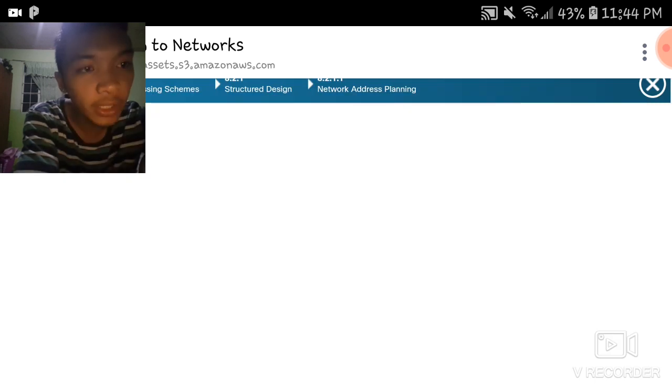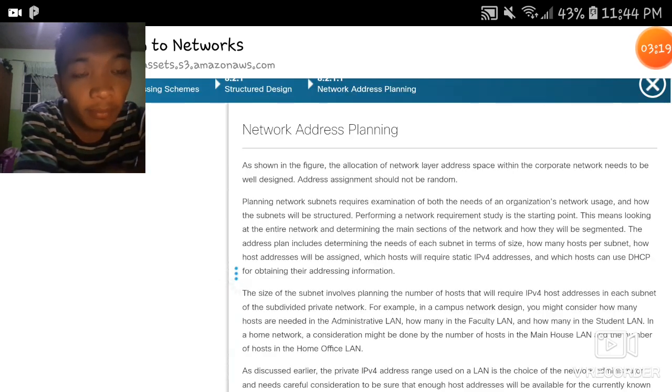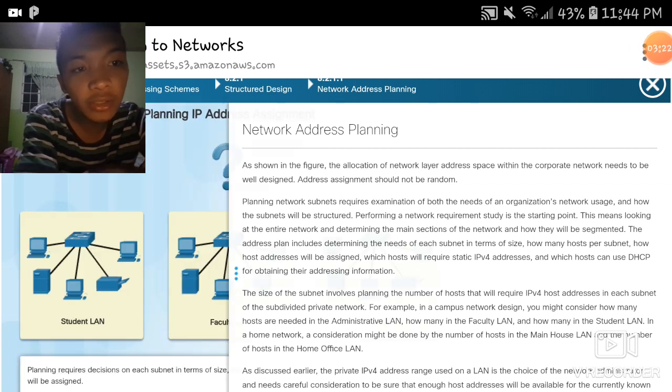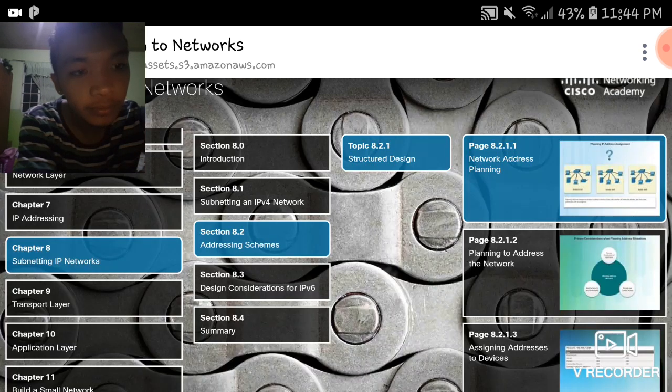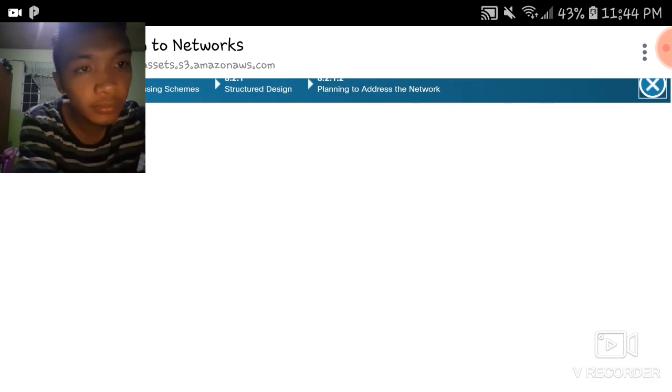Structured design, network address planning. Planning network subnets requires examination of both the needs of the organization's network usage and how the subnets will be structured. Performing a network requirement study is the starting point. This means looking at the address plan, which includes determining the needs of each subnet in terms of size. Planning to address the network.